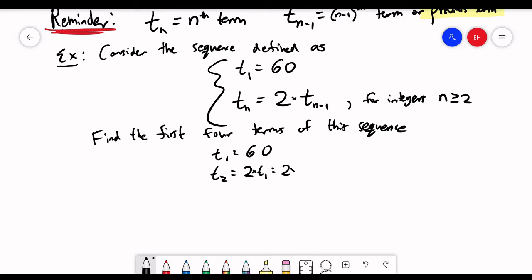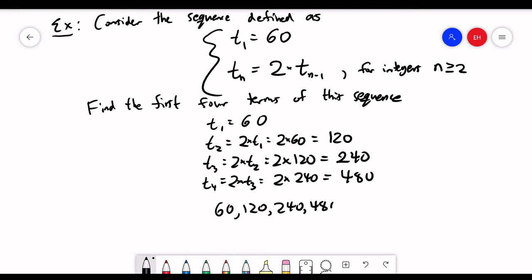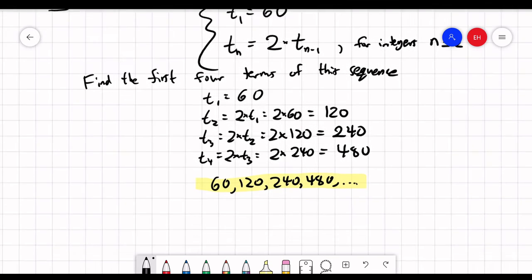To get T2, it's 2 times T1, and T1 was 60, so it's 2 times 60, so it's 120. The third term, 2 times the previous term, which is T2, and that's 120, so it's 240. And then we have to get the first 4 terms, so T4 is 2 times T3, which is 2 times 240, so that means it's 480. And we can stop there because we just need the first 4 terms. So I'll just write it as a list, as a sequence: 60, 120, 240, 480, and then just the ... to represent that it's going to go on from here, but we just need the first 4 terms. Okay, done. We'll highlight our answer.